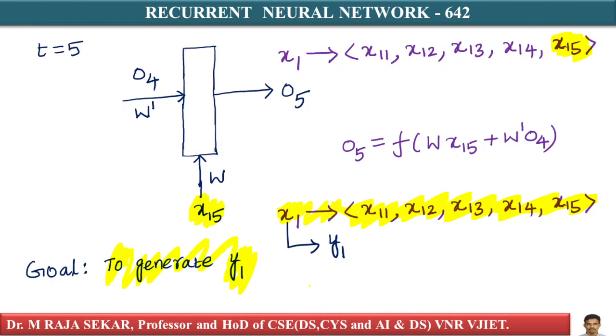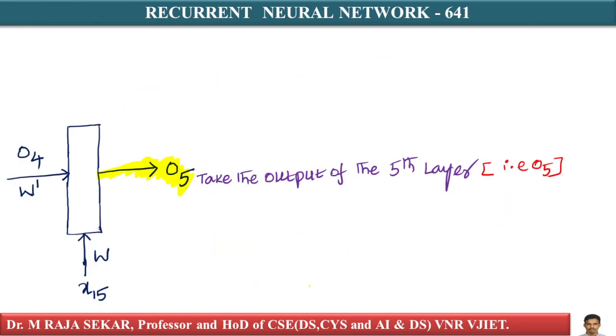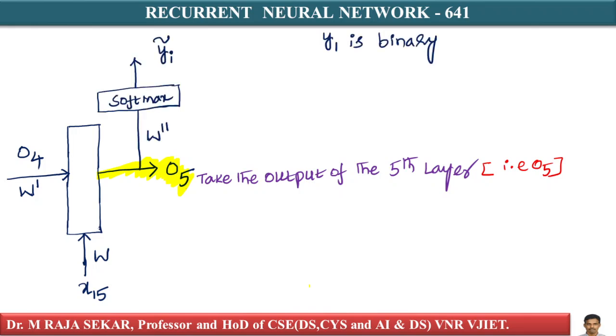How do you generate your y1? It's a very simple hack. You take the output of the 5th layer, your O5. My y1 is binary, isn't it? So it's basically a classification problem. So I just put a softmax layer, or I can say a logistic layer here. This is a 2-class classification problem. This softmax layer or logistic layer generates my yi tilde. If it is x1, it will generate y1 tilde.